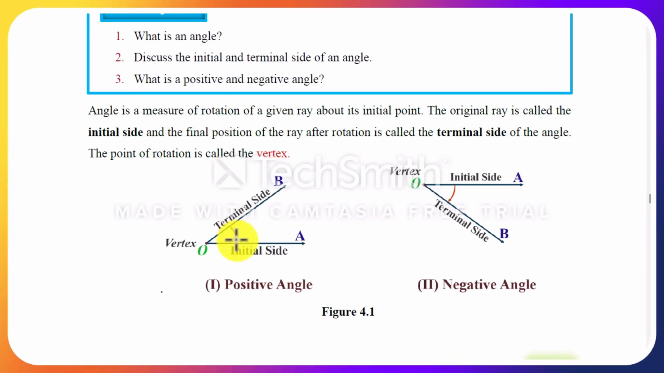Counter clockwise. Positive. Therefore if a given ray is rotated in anti-clockwise or counter-clockwise direction, the angle formed will be positive. The other one, if the initial side is rotated about its initial point in clockwise direction, then the angle formed will be negative.